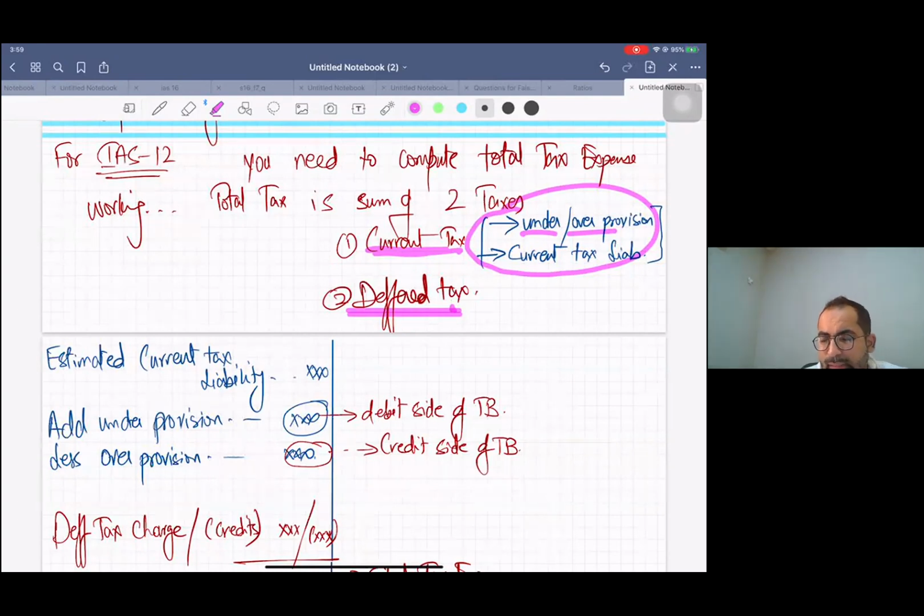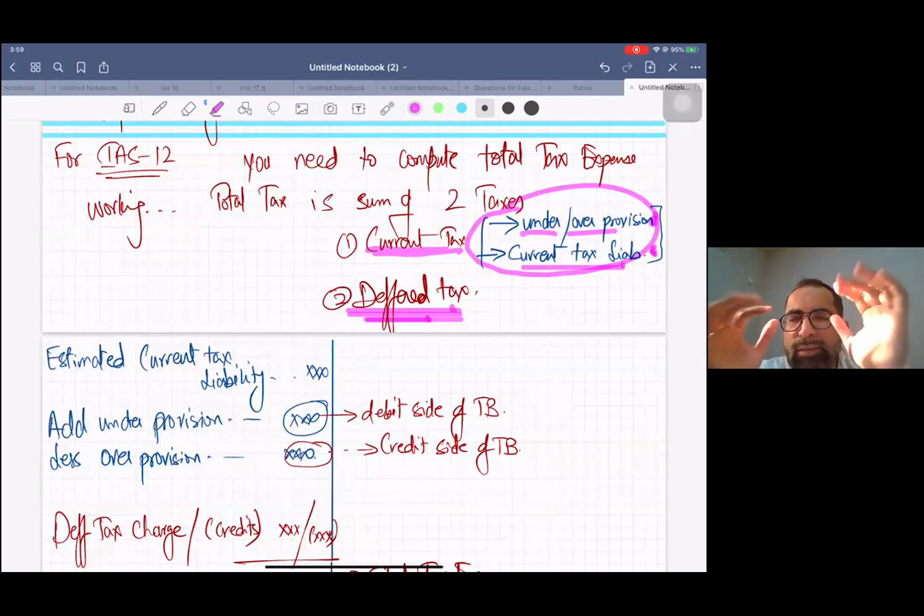The second thing is current tax liability. This year's estimated tax liability is also your expense. So you just net off these two and you will get your current tax. The second thing which you need to calculate is deferred tax: deferred tax expense or income. Deferred tax expense means charge, or deferred tax income means credits. Okay, how do you do this?